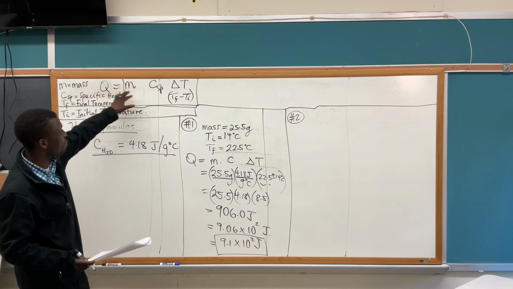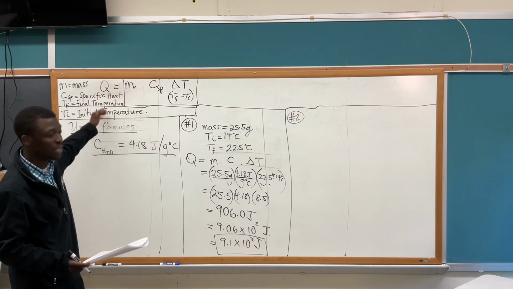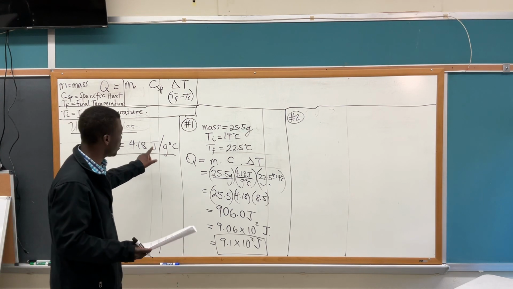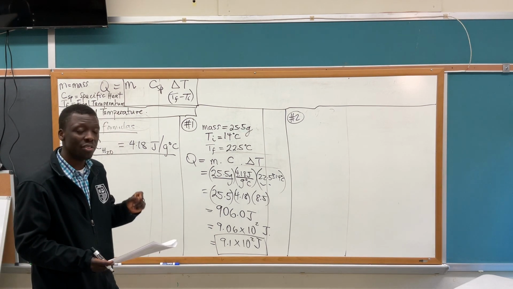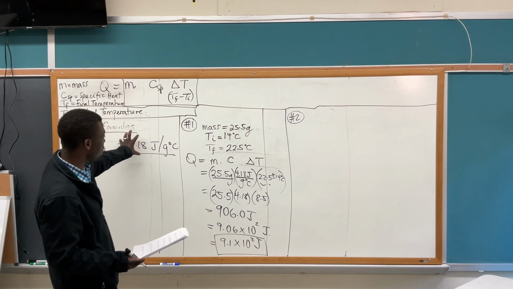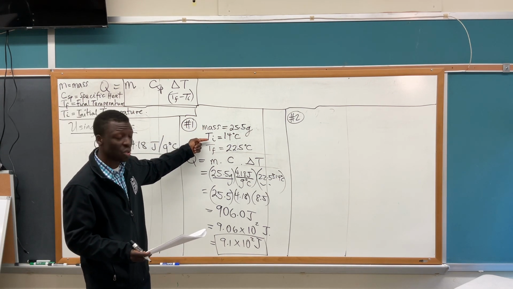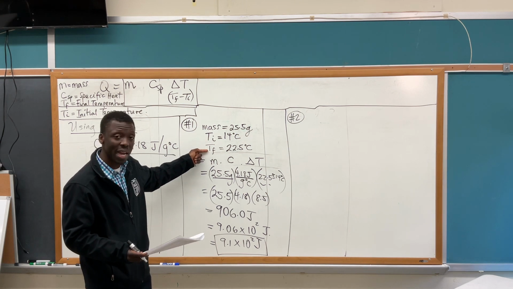We know what each thing represents from the formula. The mass, the specific heat. They gave us the specific heat of water, 4.18 joules per gram degrees Celsius. And so keep the values you've been given in mind. They gave you the mass in this problem. They gave you the initial temperature. They gave you the final temperature.